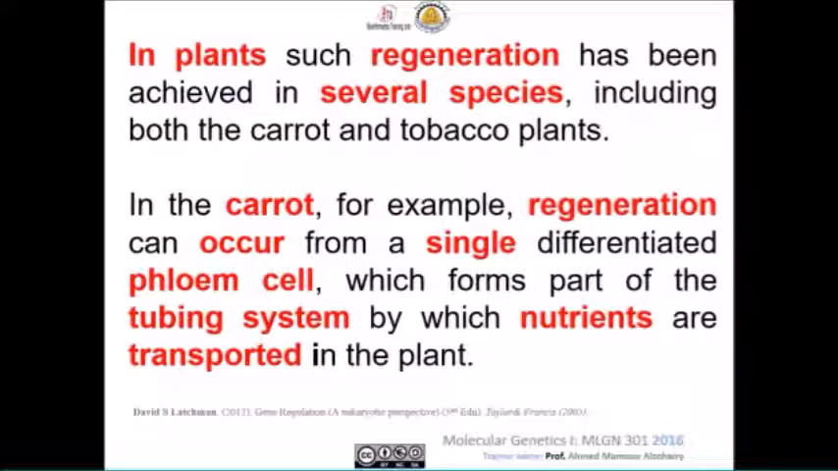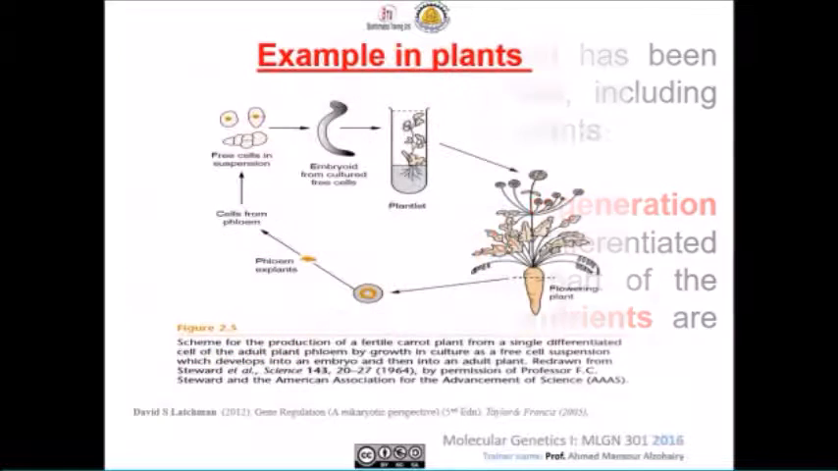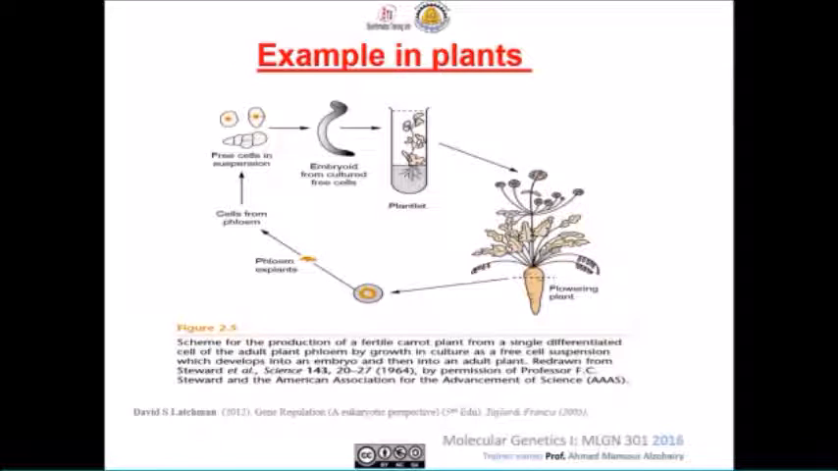We will see, for example, in plants, such regeneration. If you study tissue culture, for example, you can see this regeneration, and the regeneration process has been achieved in several species, including carrots and tobacco and many other plants. For example, in carrot you can take some tissues from the phloem and put them with some nutrient in tissue culture, and then this can be transported in the plant.